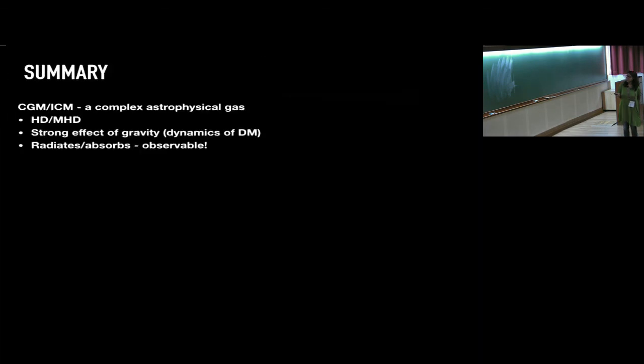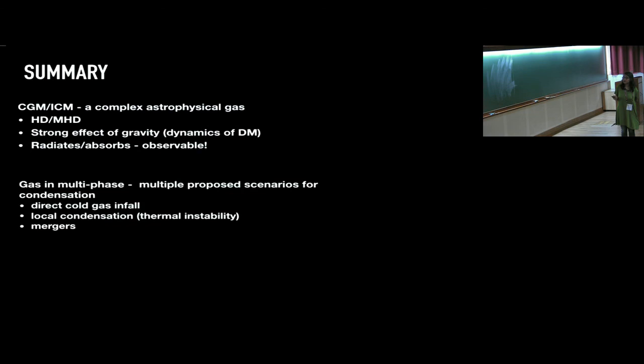So I will quickly tell about CGM, ICM, what the summary is about. It's a complex astrophysical gas, and it can be studied, it can be magnetized as well. So I did primarily hydrodynamics. The difference between other terrestrial gas and this is that it's strongly affected by gravity. There is a huge variation of density and velocity because of gravity. It radiates and absorbs, that is, we can actually see it. So this makes it really interesting.